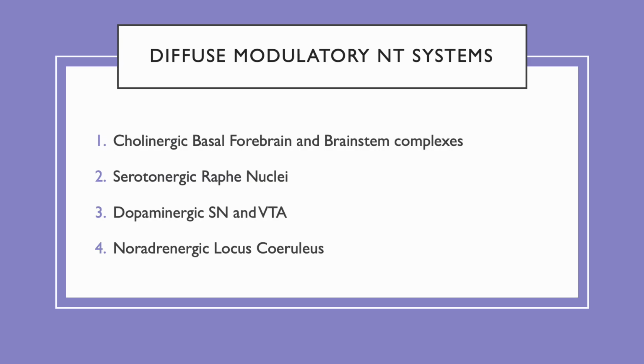Now we're going to discuss the diffuse modulatory neurotransmitter systems. We're going to talk about different types of neurons, such as cholinergic, serotonergic, dopaminergic, and noradrenergic neurons, and where their nuclei live throughout the brain. This is important because these neurons need to create a system, and the neurons in these systems might contact almost 100,000 other neurons. So they are working together in this synchronous fashion.